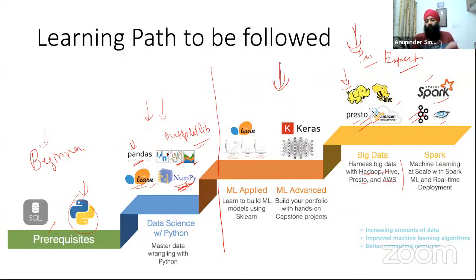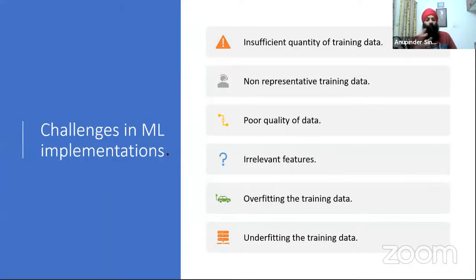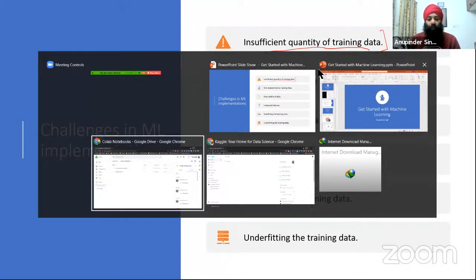Now, even though we are talking about machine learning, we are working on various kinds of problem statements in the real world as well. But even though it's been more than 50 years since the machine learning concept popped up, the implementation still faces certain challenges, and one of the biggest challenges it faces is the insufficient quality of training data, right? So why this insufficient quality of training data? Let me show you something.